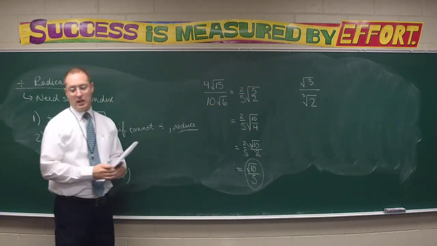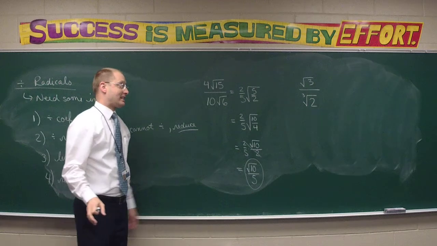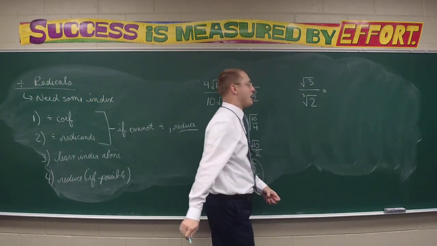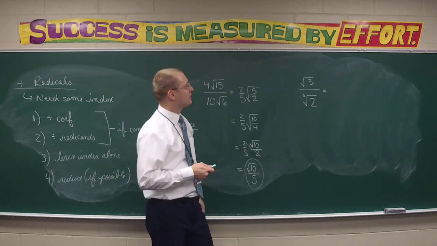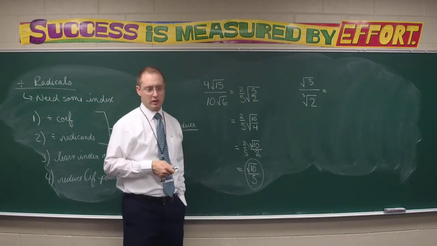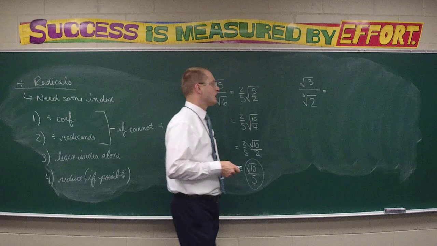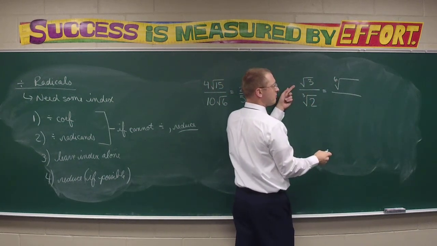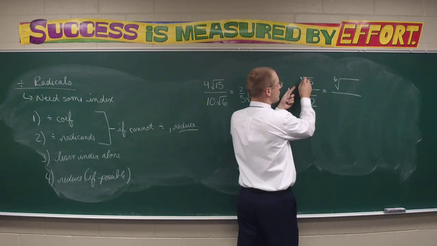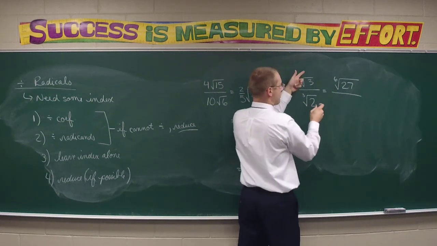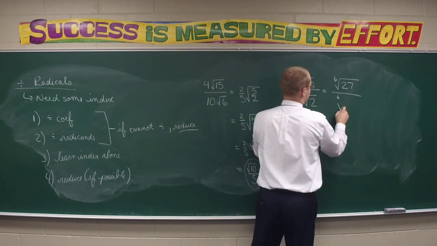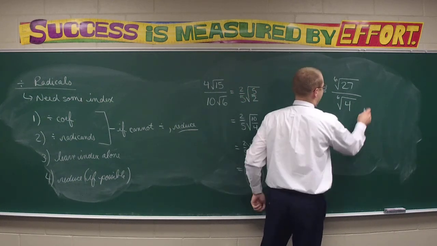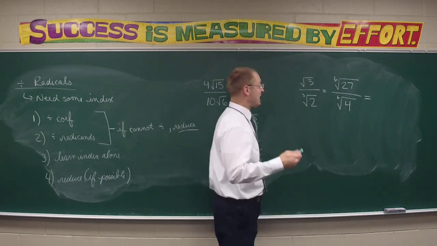And just like multiplication, you have to have the same index, and I don't. So I'm going to change both of these so that they have what kind of roots here, Michael? 6th roots. So I'm going to go with the 6th root of 27. Again, 2 times 3, so cube it. Divided by the 6th root of 4. Square it, and since I can't divide, I'm going to treat it like a fraction.